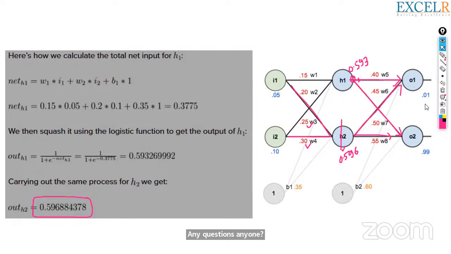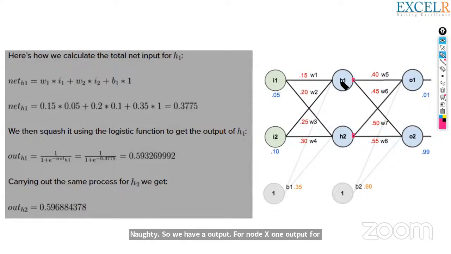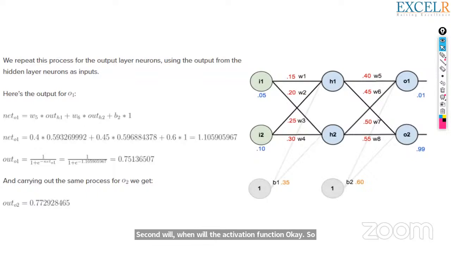Okay, great. Now see, we have an output for node H1, output for node H2. And we can also perform the same functionality for nodes O1 and O2, right? The nodes for the output layer. First one will be the adder function. Second one will be the activation function, right? So you can also get the output from these two nodes O1 and O2. So what will be the output for node O1?